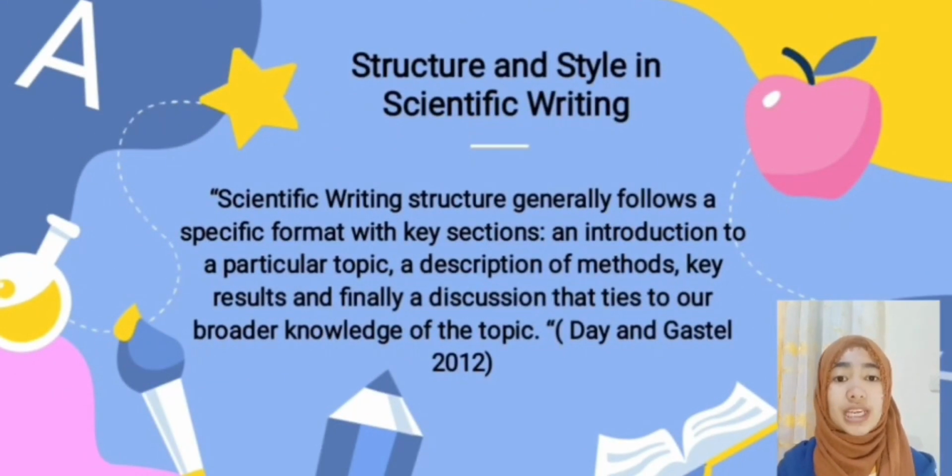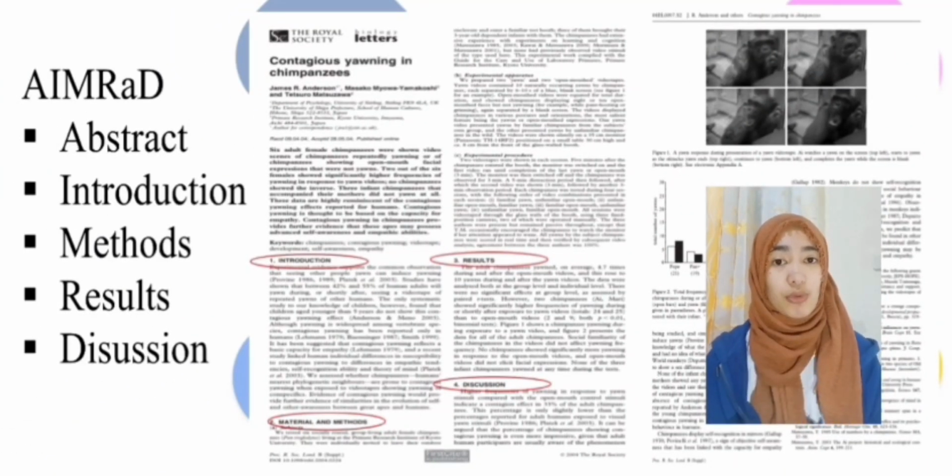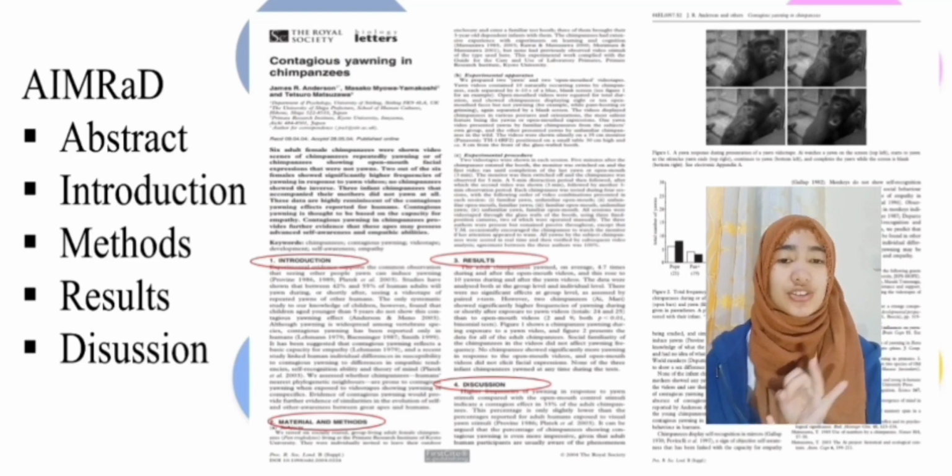So, according to Day and Gastel, scientific writing structures generally follow a specific format with a case section such as an introduction to a particular topic, a description of method, a key result, and finally a discussion that ties to our broader knowledge of the topic. So most scientific papers are organized in the same way, which follows an emergent format, namely the abstract, introduction, method, result, and discussion. We have provided here an example.